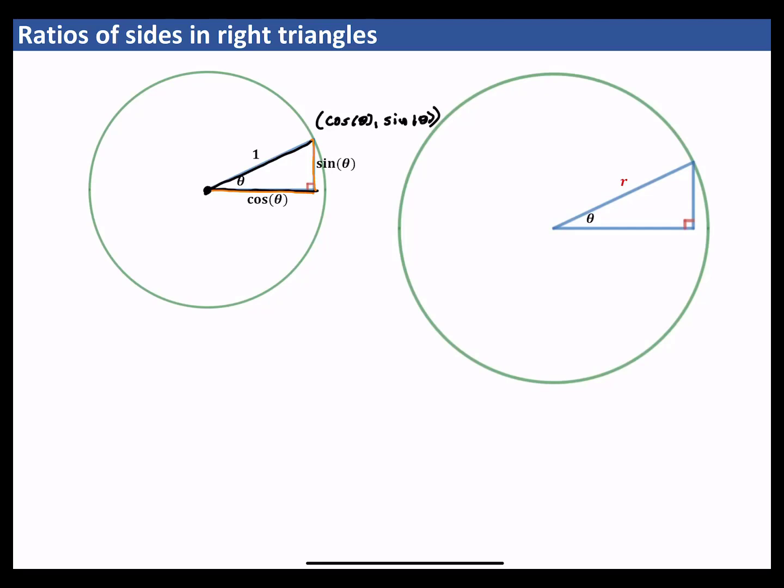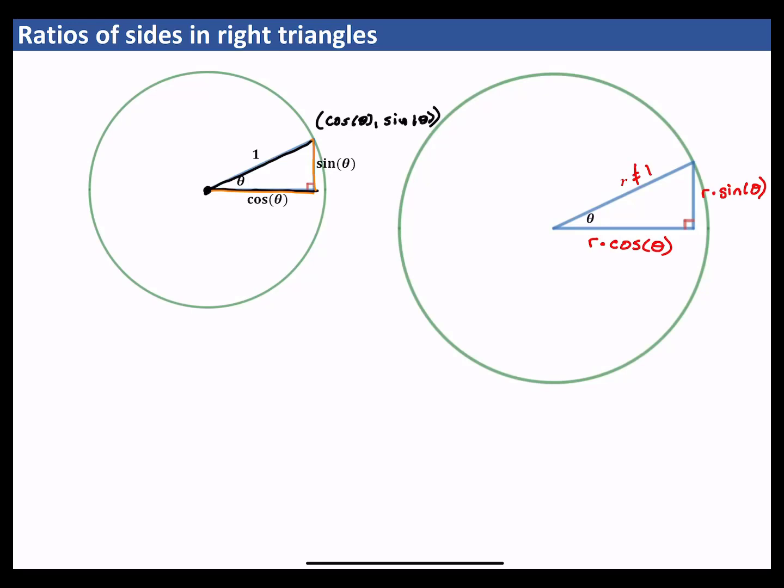Now let's consider a similar right triangle with hypotenuse of length r, where r does not equal 1. Then we can view this triangle as a magnification of a triangle with a hypotenuse of 1. These observations allow us to conclude that the horizontal leg of the right triangle with hypotenuse r has measure r times the cosine of theta, and the vertical leg has measure r times the sine of theta.